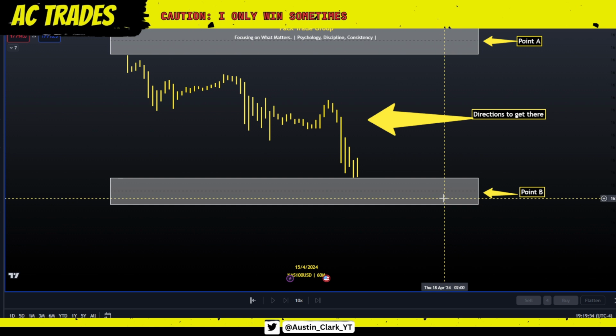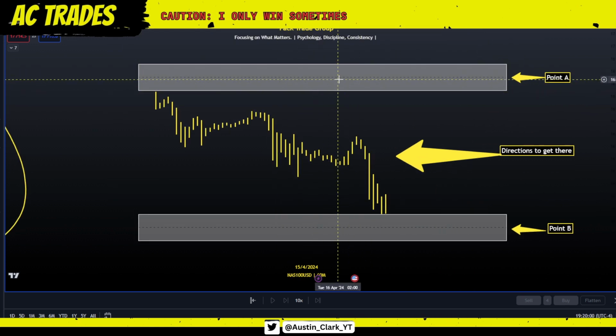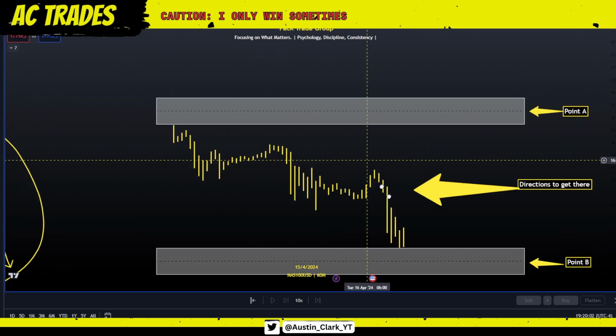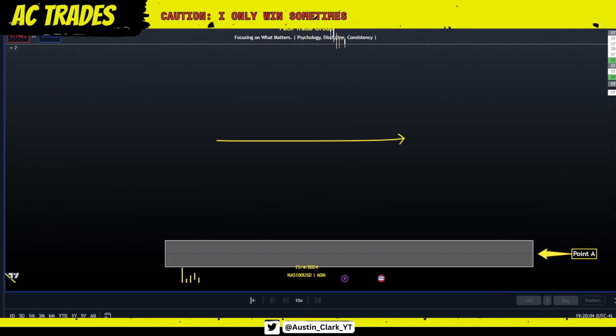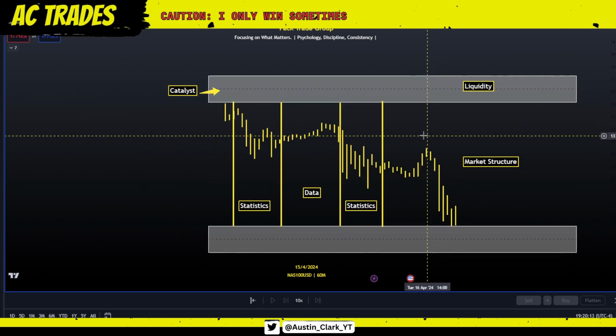Okay, so probabilities tell me that this level right here, this giant area, there's going to be sell pressure. And now we start to learn what market structure is. Okay, so market structure, there's only 3 ways that market structure is made. So let's go to this next little drawing that I created here.